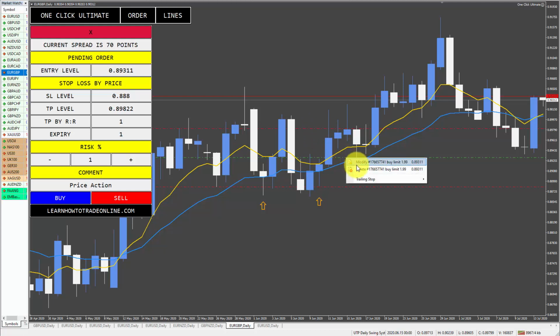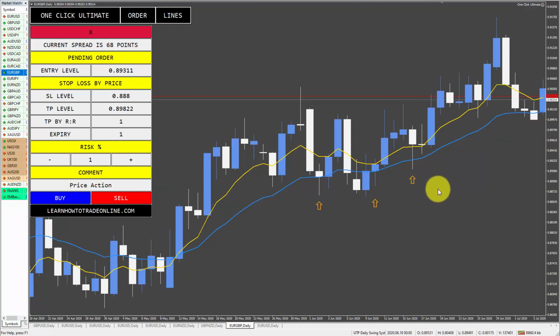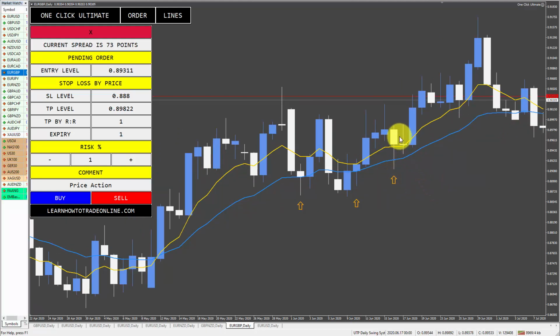Let's just go ahead and delete that, move on to the next trade setup. We then have this one here. And you can see there we've got the pin bar. The low of this candle is obviously lower than the 8 moving average. It's an upward trend. It's a valid trade.